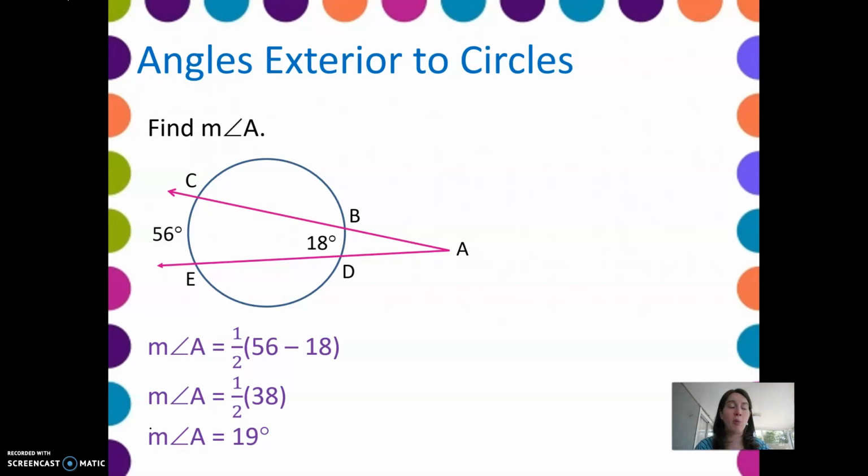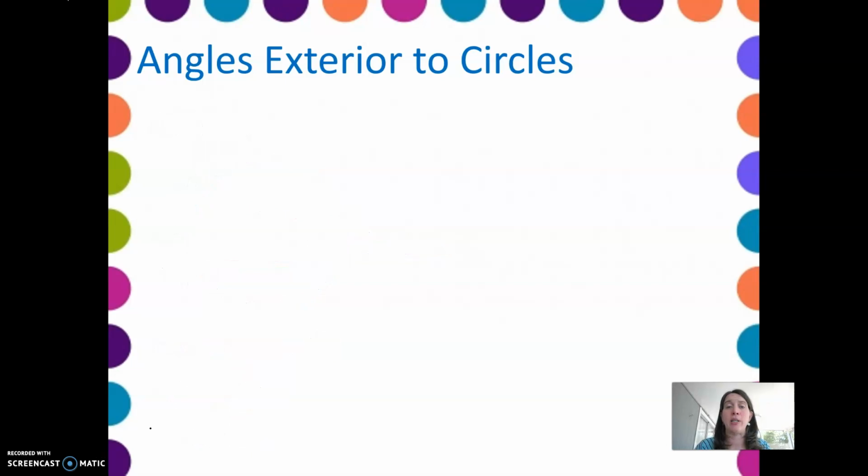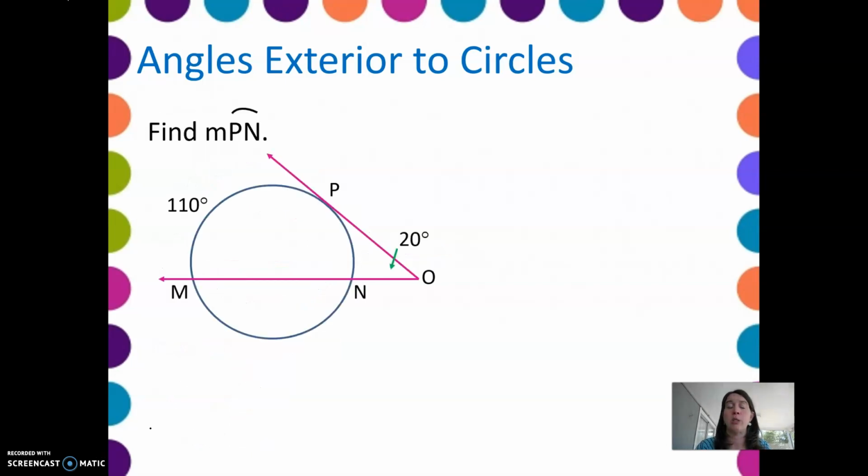Let's just look at a couple more scenarios when it comes to these exterior angles. So go ahead and take a look at this picture. Now this one is roughly the same setup, but we're just going to go in the opposite direction. This time we're supposed to be looking for the measurement of one of the arcs. Our job is to find the measurement of this arc that's going from P down to N. I'm given the angle, and I have one of the arcs. My job is to find the other arc.